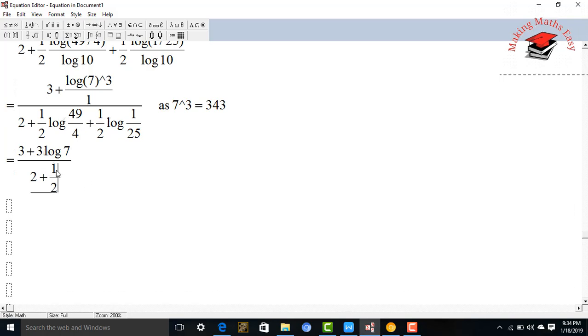And I will make the bracket over here as a square bracket. Inside the bracket I will write log of 49 divided by 4 plus log of 1 divided by 25. As I have taken 1 by 2 as a common from both the terms, so I have written log of 49 upon 4 plus log of 1 upon 25. In both the terms 1 by 2 is same and common, it's a product, so I have taken it as a common. Now we will simplify this and this.